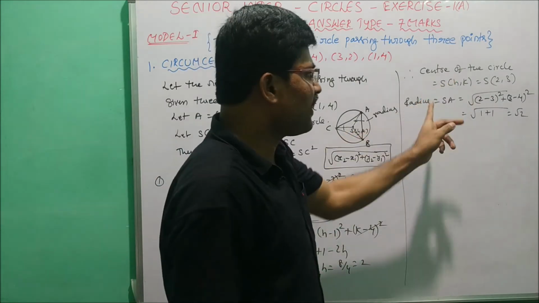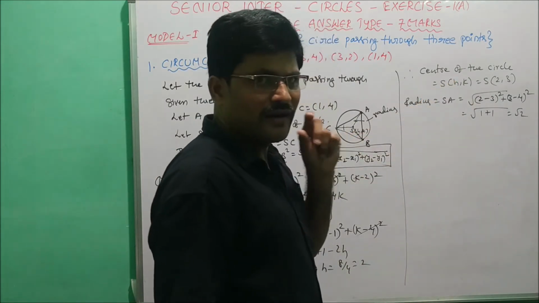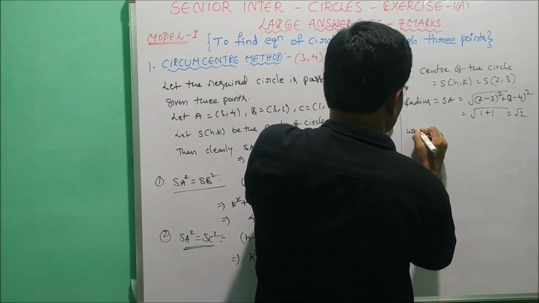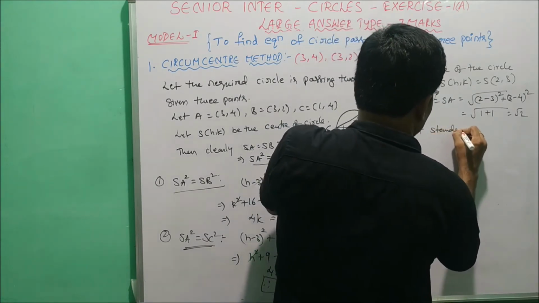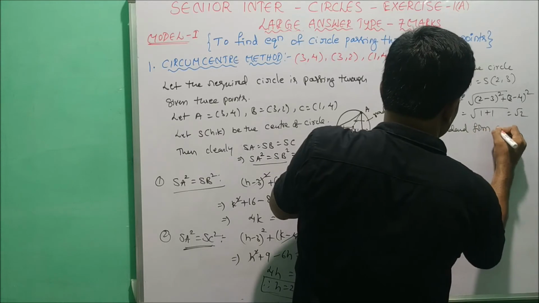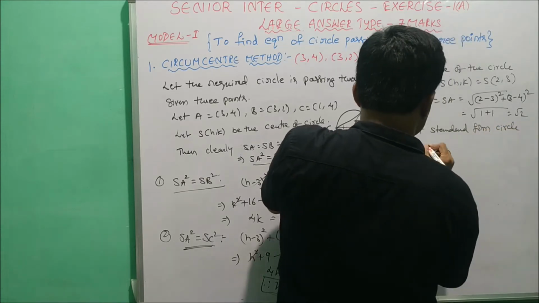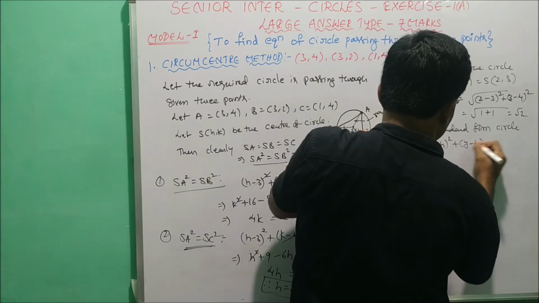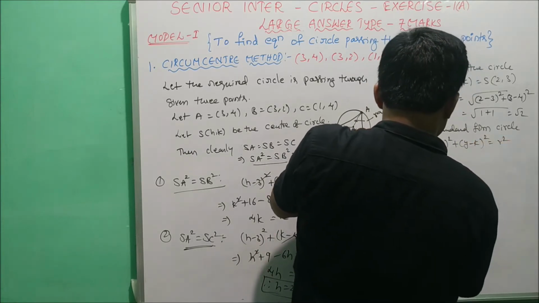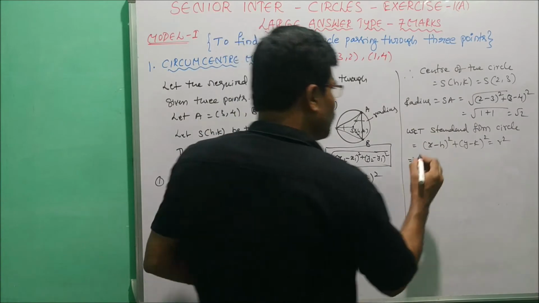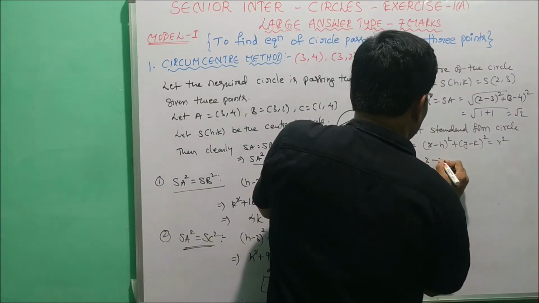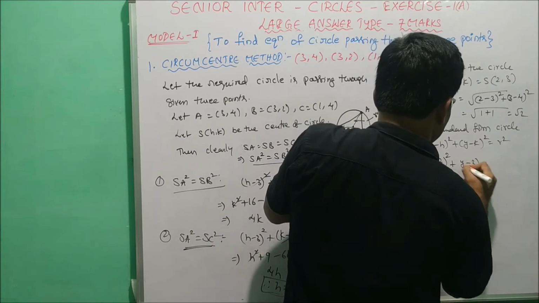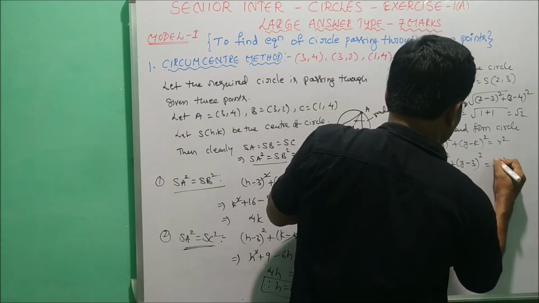Now using the center and radius, we find the equation of the circle. We know that the standard form of a circle is (x minus h) whole square plus (y minus k) whole square equals r square. Here we substitute h, k and r in this: (x minus 2) whole square plus (y minus 3) whole square equals root 2 whole square.